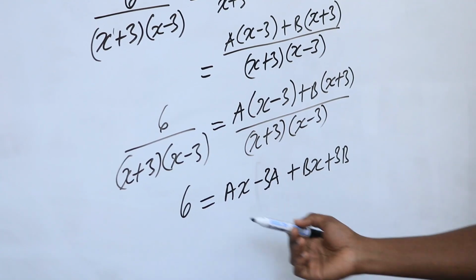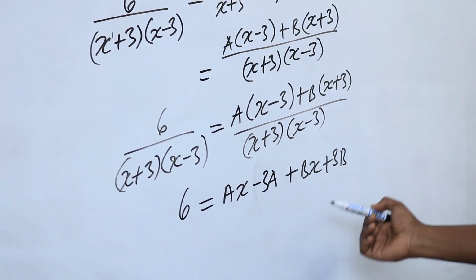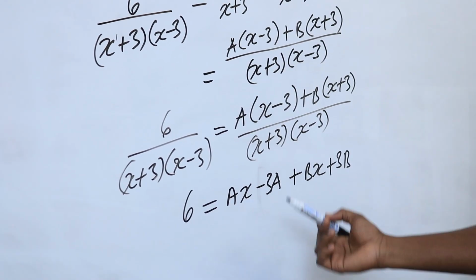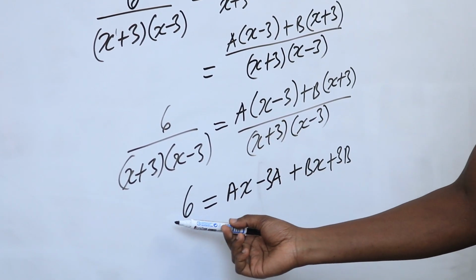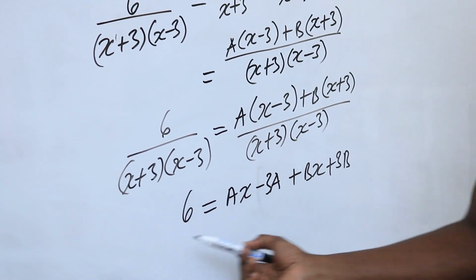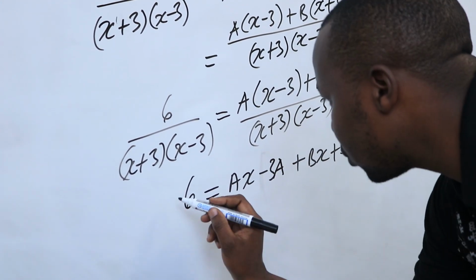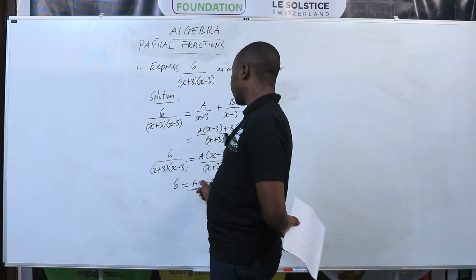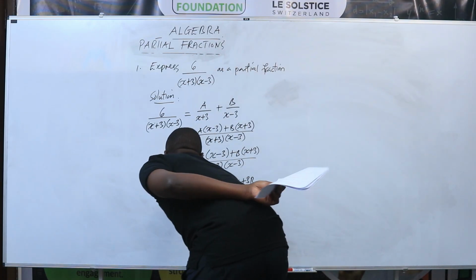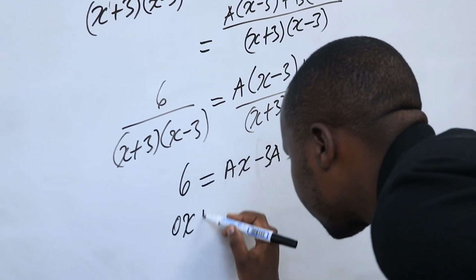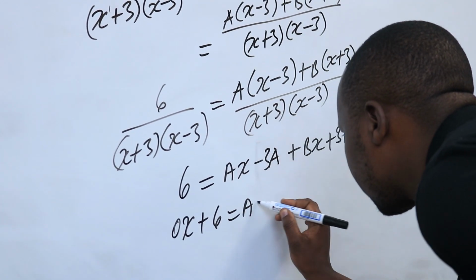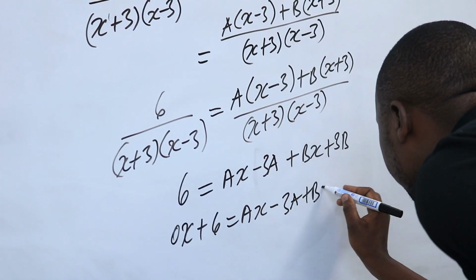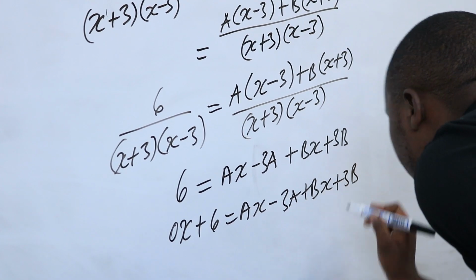So 6 goes with the negative 3a and the positive 3b. But the terms with x have to be equated with the terms on the left-hand side with x. Since there is no term with x on the left-hand side, we introduce 0x. So it becomes 0x plus 6 equals ax minus 3a plus bx plus 3b.